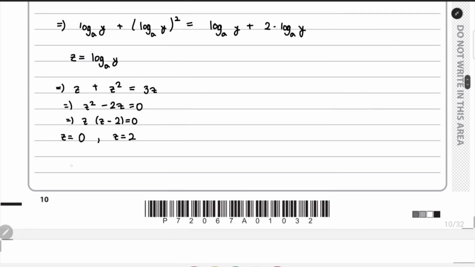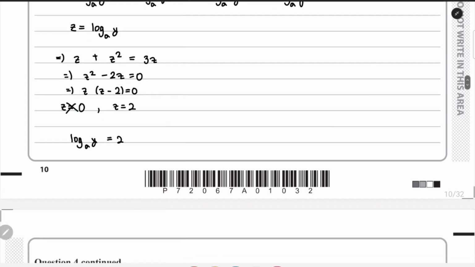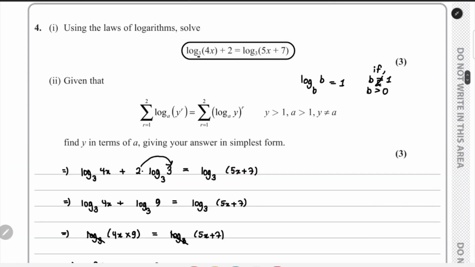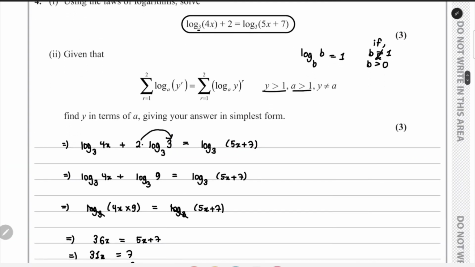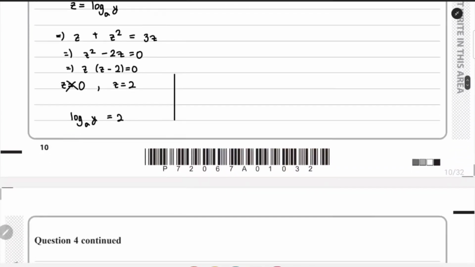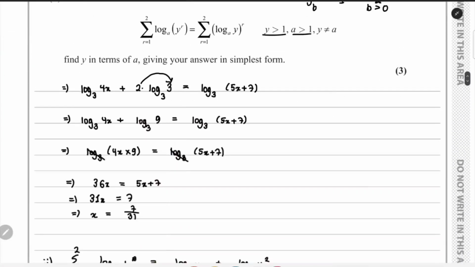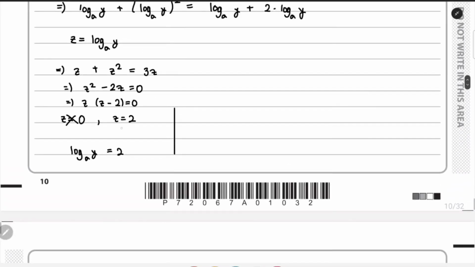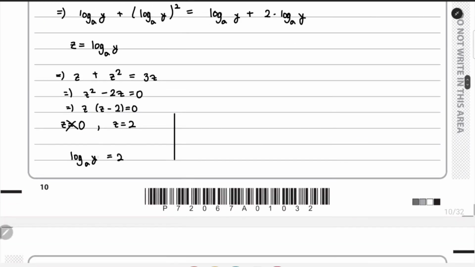So we get log y base a equals 2. We cannot consider 0 over here, since we are given that y is greater than a and a is greater than 1. Y and a are both greater than 1, and y cannot be equal to a, so we cannot have 0 over here. So from here we need to find the relationship between y and a.